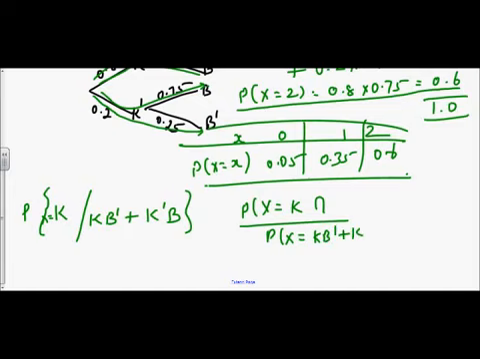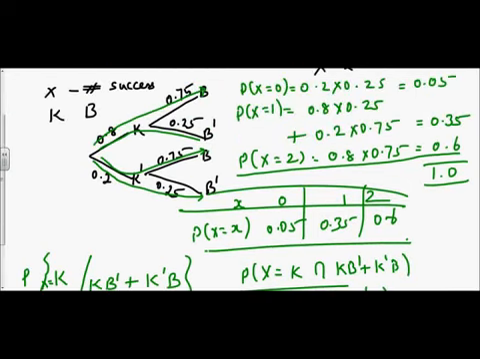We know this conditional probability, K intersection kb dash plus k dash b. So what does this mean? If you go back, K intersection kb dash and k dash b would be, with this K, you can do this, kb dash is what you get.